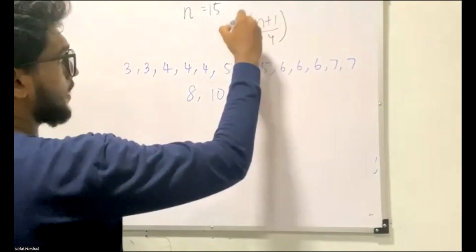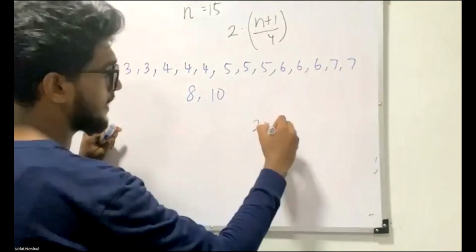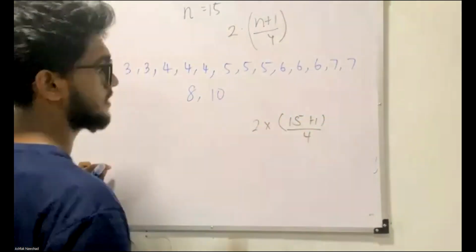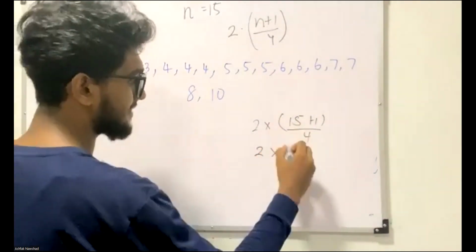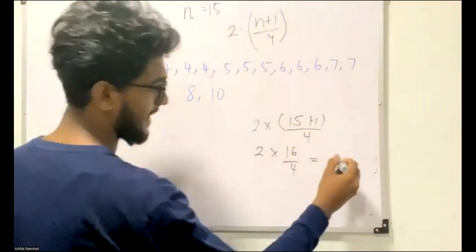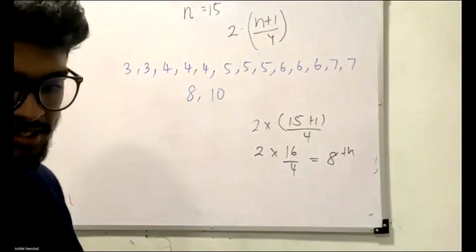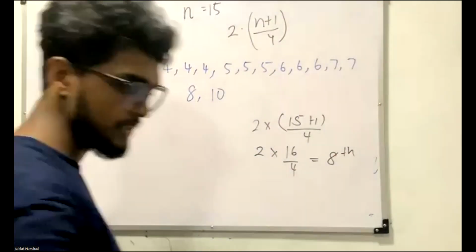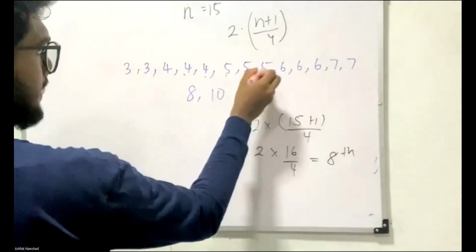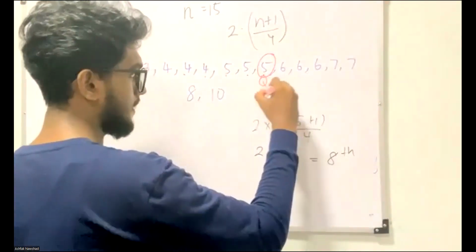So N plus 1 over 4 into 2. That's the second quartile. So N is 15. So we need 2 times 15 plus 1 over 4. So 2 times 15 plus 1 is 16, 16 over 4. So that's 8, 8th place. The second quartile or the median is in the 8th place. Let's see what is in the 8th place. 1, 2, 3, 4, 5, 6, 7, 8. This is the second quartile or the median. Are we clear?